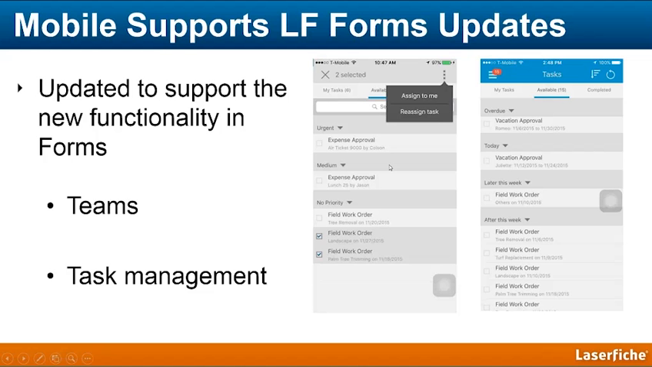Here in the middle, we can see users assigning and releasing tasks to and from the general team pool through the Laserfiche Mobile app. You can also have sorting and grouping of tasks. In this example on the right, tasks have been sorted by due date, putting tasks that are overdue or due today at the top of our list.